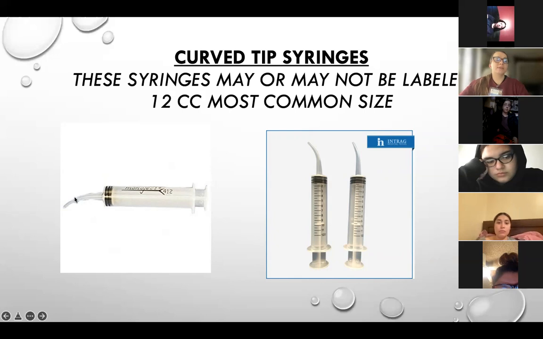And with these, what I was saying earlier is you could actually take some scissors and cut off the tip here, and then it'll make that hole a little bit larger, and you could use it for oral administration too if you ran out of catheter tip syringes.